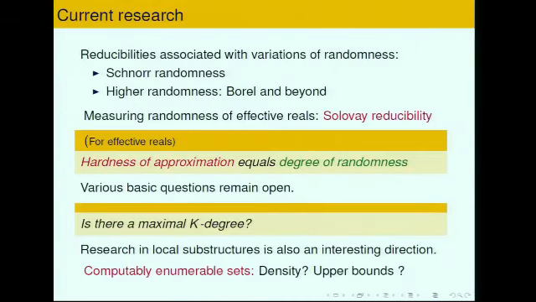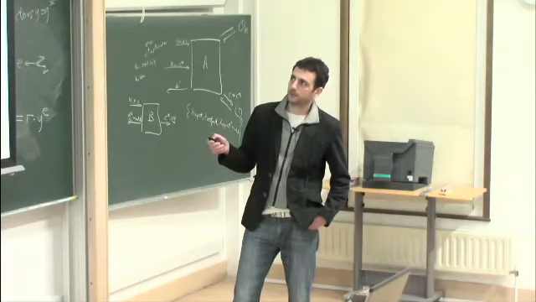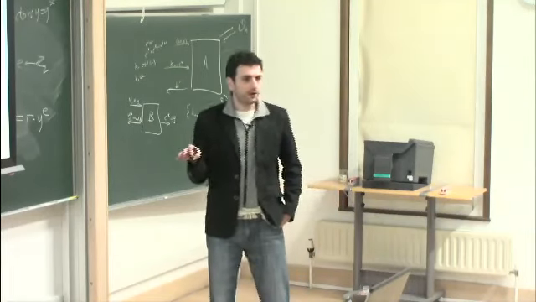So let me finish by outlining some of the current research on the topic of reducibilities. That's what I'm talking about in algorithmic randomness. Okay, there is a lot of research not directly related with reducibilities, but as far as this is concerned, a lot of research has to do with similar questions related to different notions of randomness. Well, in the same framework though.